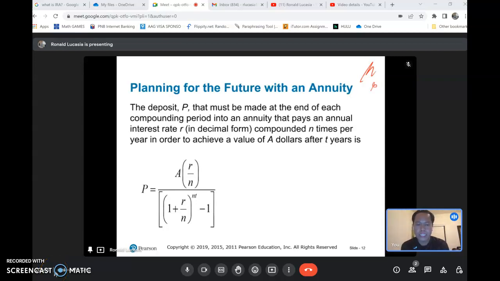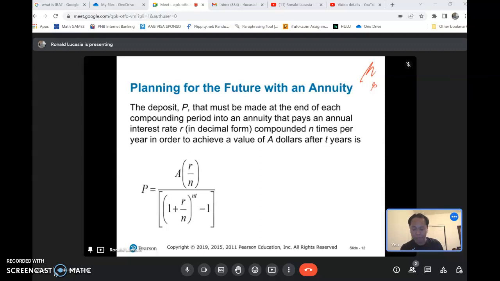Okay, the last example will be planning for the future with an annuity. The deposit P, or the principal money that must be made at the end of each compounding period into an annuity that pays an annual interest rate compounded n times per year in order to achieve a value of A after 2 years. So we're looking for the payment that you should make in order to achieve a certain amount of money at the end of a certain period.